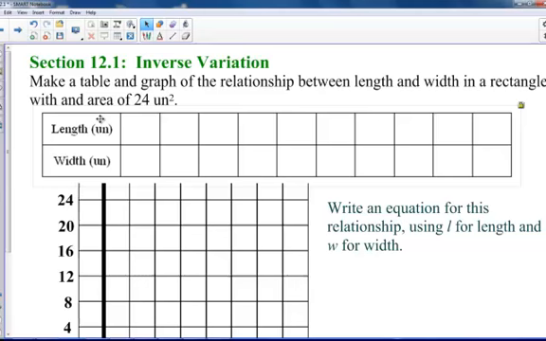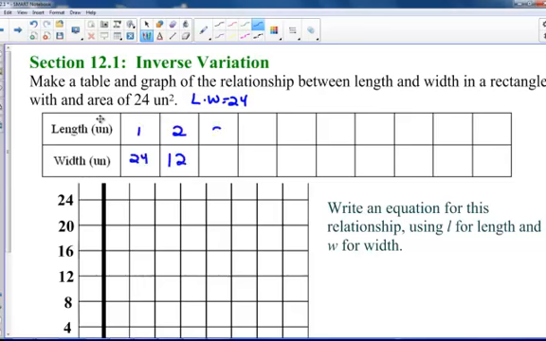Alright, so if we were going to talk about the length and width of something with an area of 24, we know that length times width gives us 24. So we're going to think about all of the numbers that make that work. So 1 times 24, 2 times 12, 3 times 8, 4 times 6, 5 is a decimal. We can include it as 4.8, or you could just skip it.